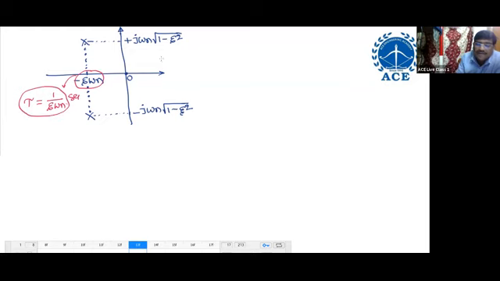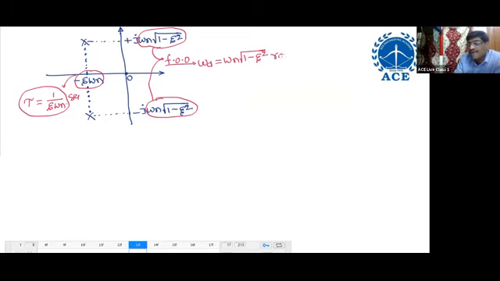This is the time. What is the frequency of oscillations? The imaginary part represents the frequency of oscillations, denoted by omega d, which is called damped oscillation. That is omega n root of 1 minus zeta square radians per second. The poles lie in the left hand side, so the system is stable.